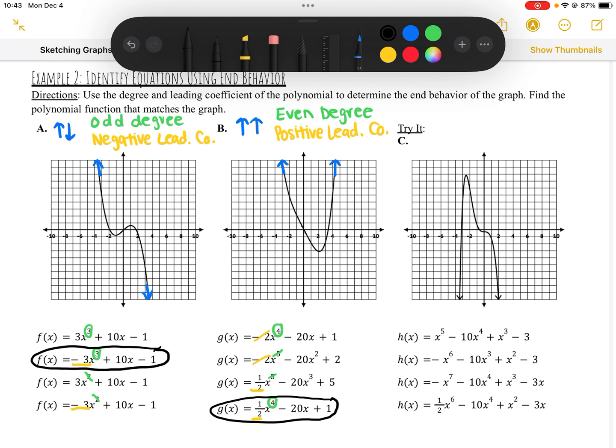There is a try it problem C for you to do. So go ahead, take a moment, pause the video, and then resume when you're ready to check your answer.